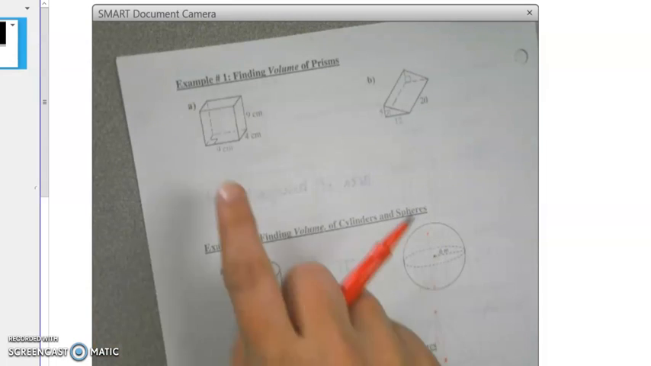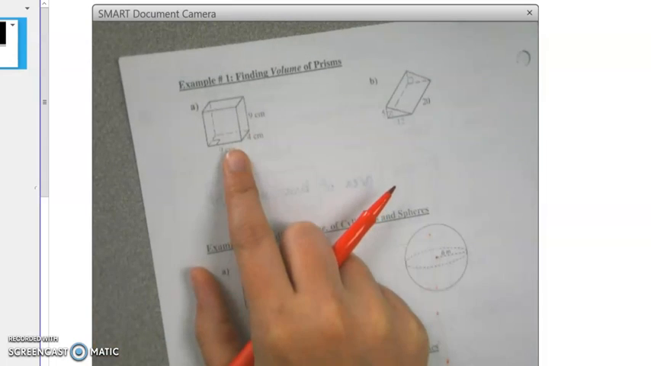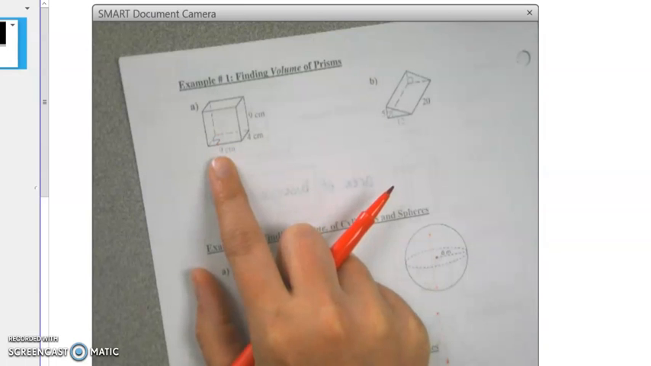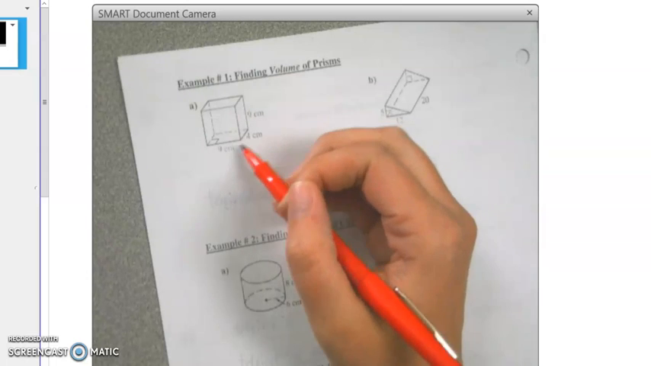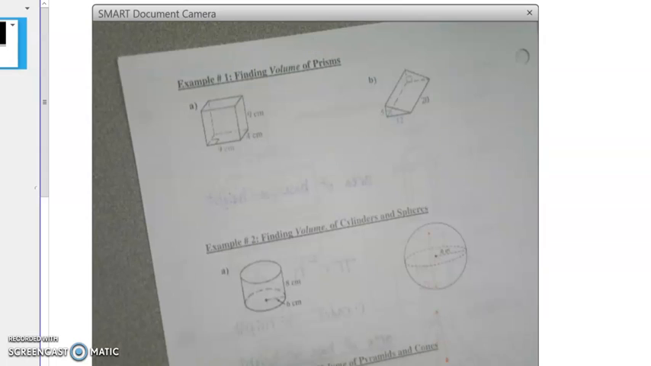On the back, first one I have is a rectangular prism. It does look like a cube. The reason I know it's not a cube is these three don't match. If they did match, then it would be a cube. But because they don't, it is a rectangular prism.